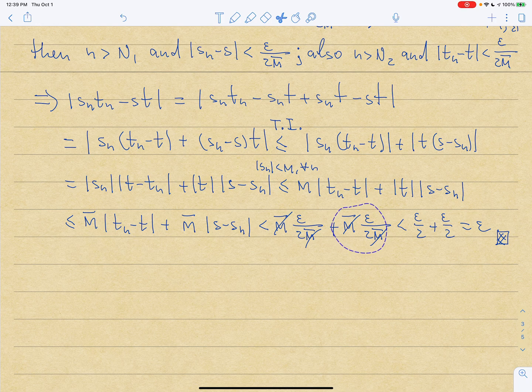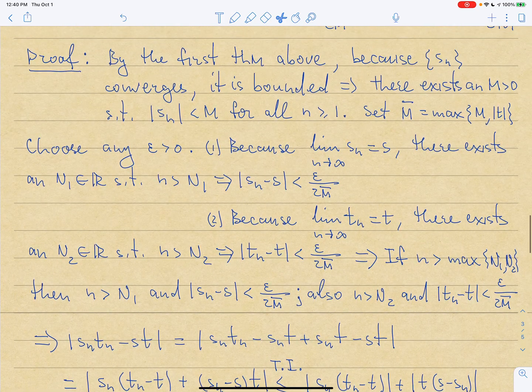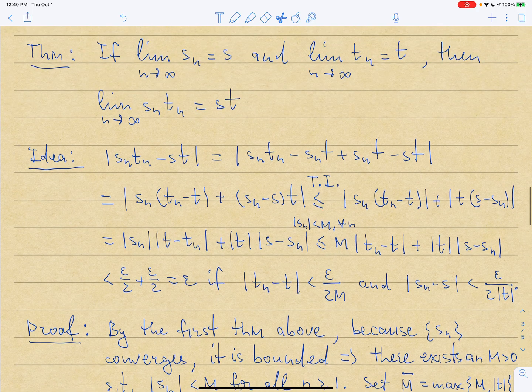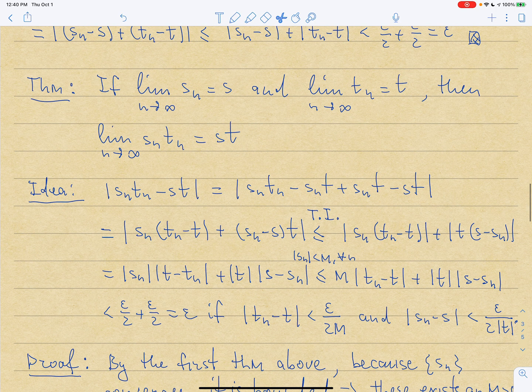And so once again, by using the definition of a limit, we proved the property that the limit of the product, in this case of two sequences, is equal to the product of limits. So next time we're going to look at the ratio of limits, or the limit of the ratio.